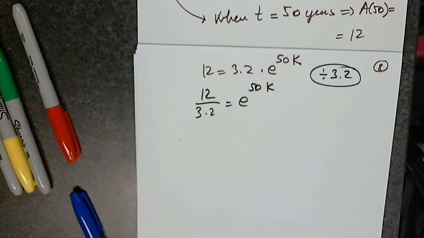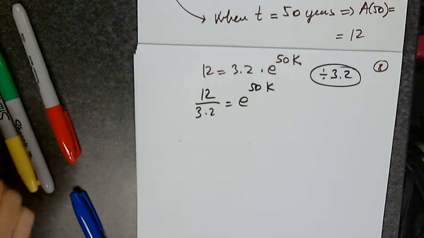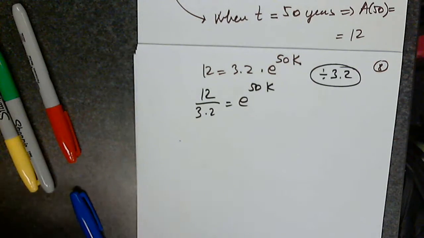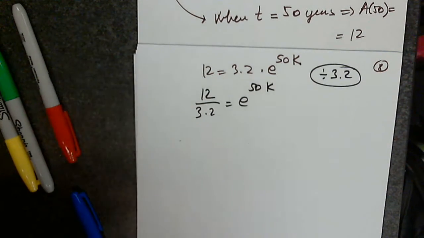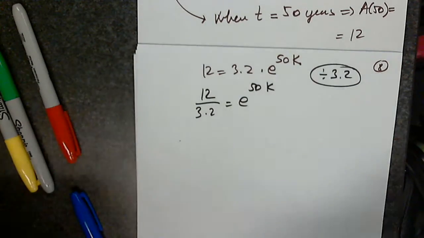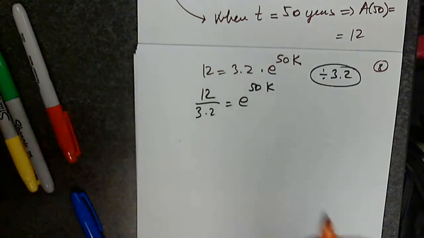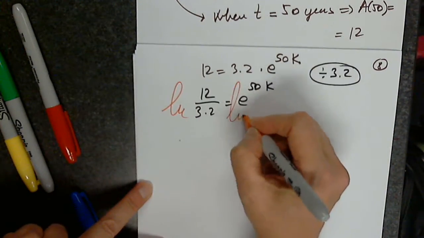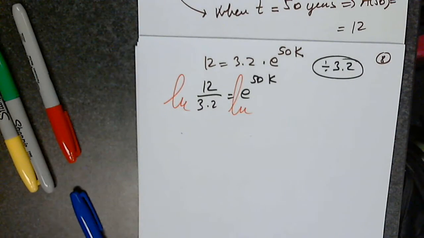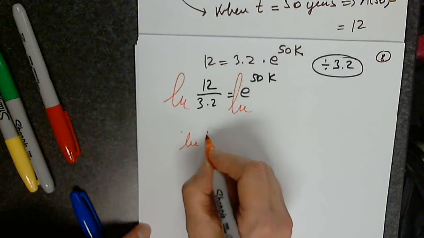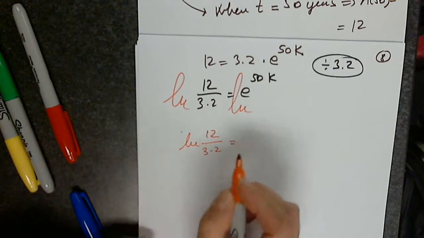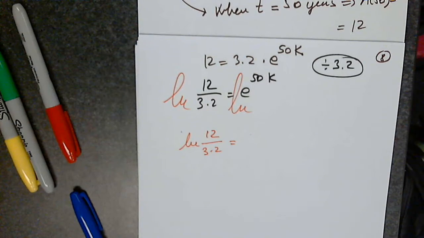Now I'm ready to do what? I have to apply something that will bring k down, log. So I have to apply natural log to both sides. The left-hand side is natural log of 12 over 3.2. Do not bother with it at all. But can anyone tell us the right-hand side? What will that equal to?